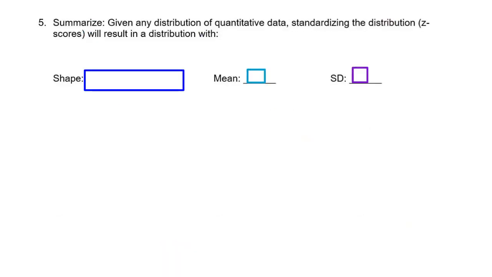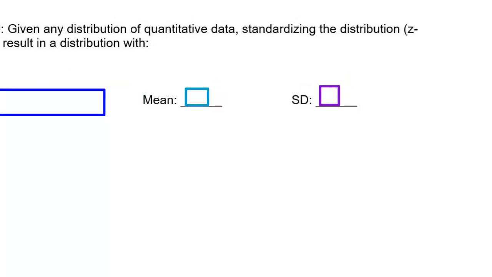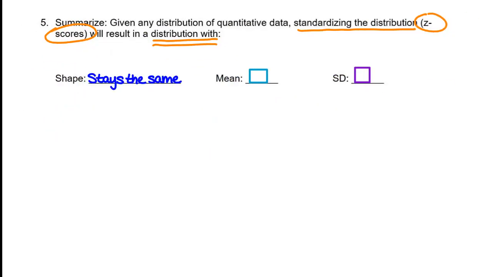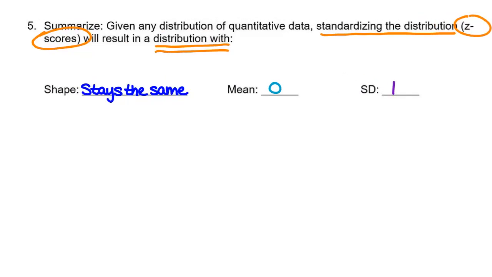So given any distribution of quantitative data, standardizing the distribution, so turning things into their z-scores, will result in a distribution where my shape stays whatever the original shape was. The mean will always be 0. And the standard deviation will always be 1. Again, this is when I standardize things. This is when we change it to the z-scores.